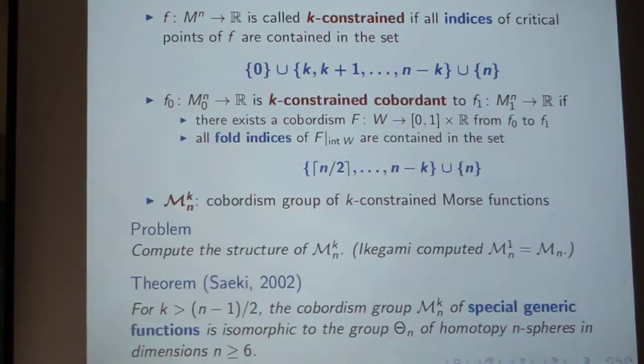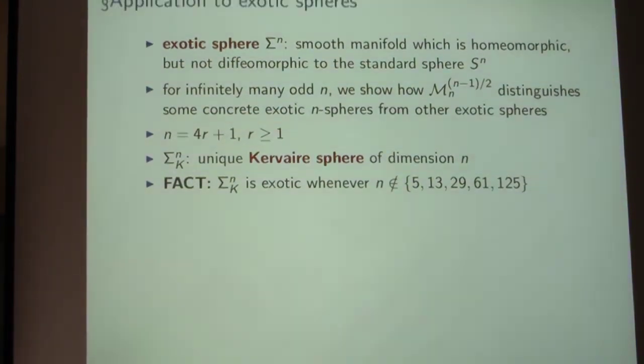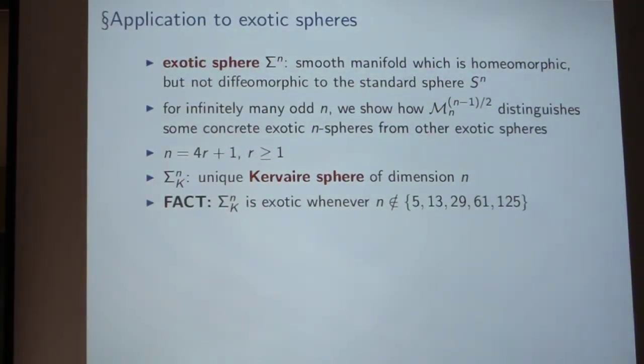So we have just 1 minute left. So I will present to you not the answer to this problem, which seems to be very complicated, but at least one application to exotic spheres, which is a result of mine, which gives you an impression of what happens here. So let me just say an exotic n-sphere is a smooth manifold which is homeomorphic but not diffeomorphic to the standard sphere Sn. And let us consider this group here.